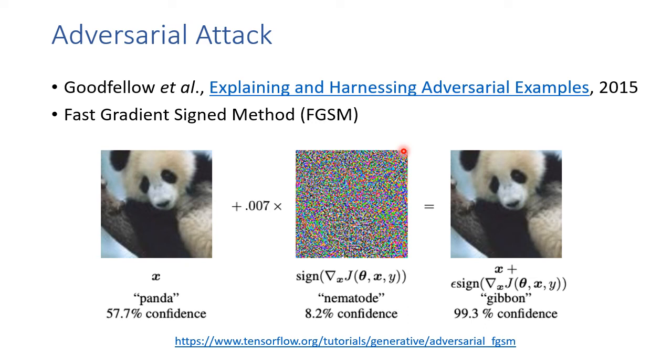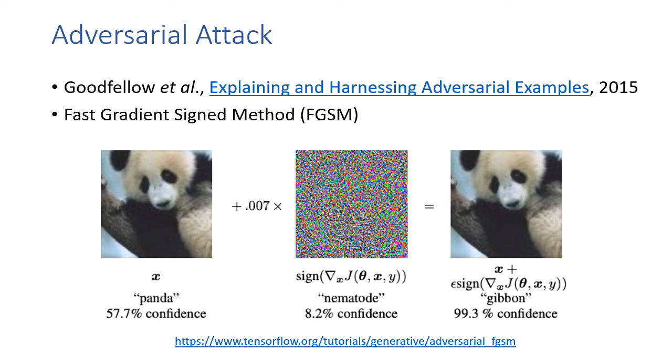So we can hide some noise inside the network and cheat the model to believe it's another image. In this example, this is an image of a panda, and then we can add some learned noise into the image. After adding the noise, there's no difference for us humans. Our humans cannot tell the difference. However, the image can cheat the deep learning model to make it believe it is a gibbon with very high confidence. This is called adversarial attack.